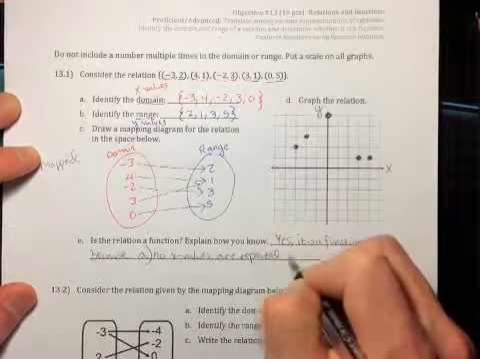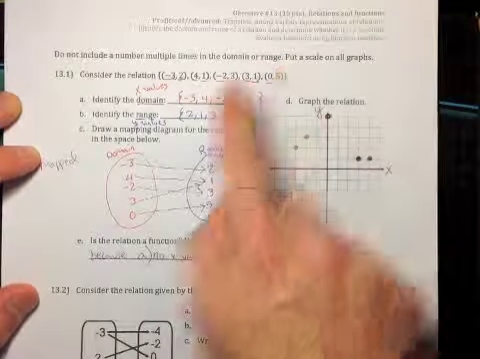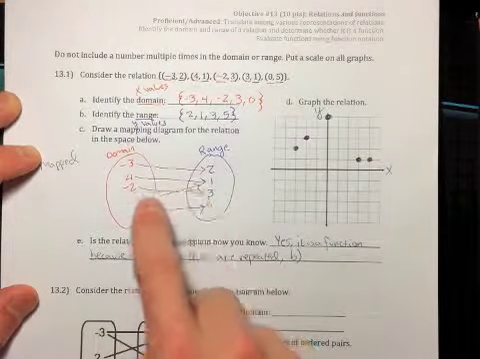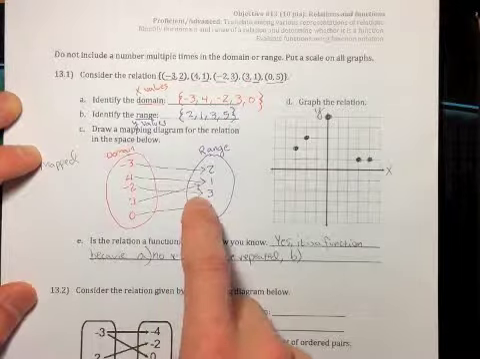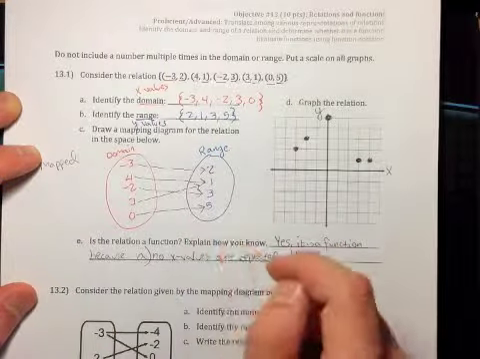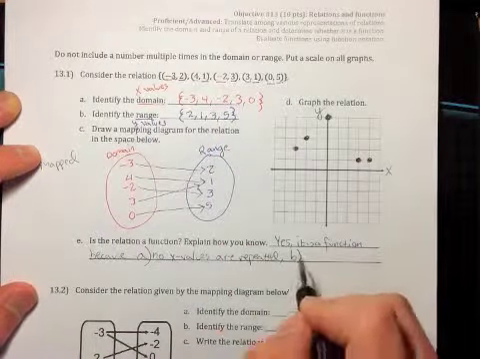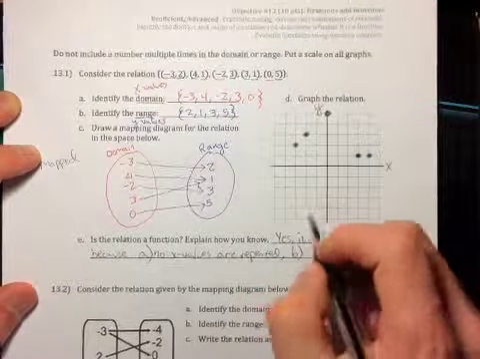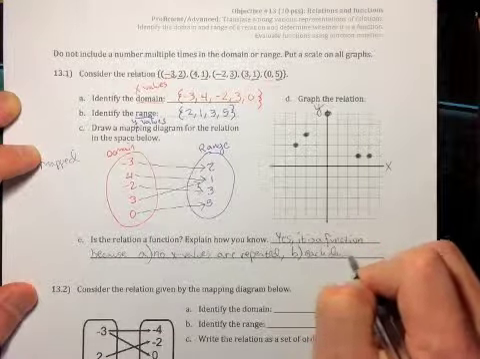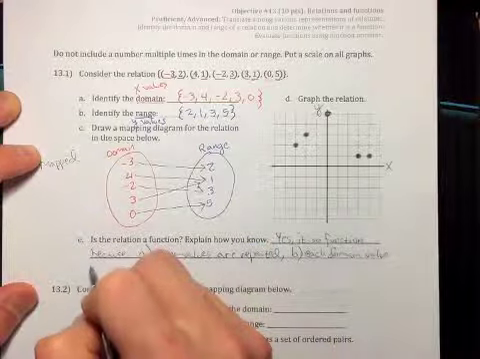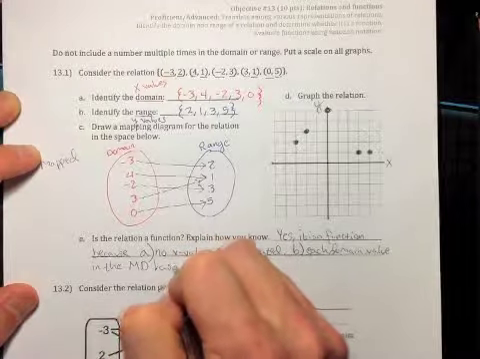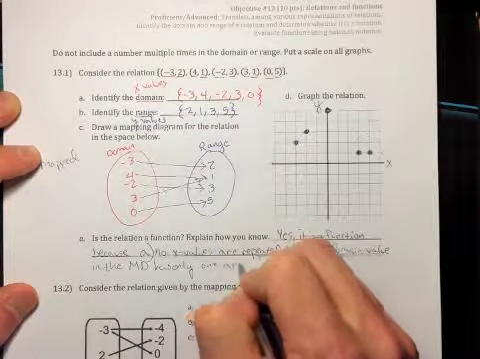Now, we could also tell that it is a function by looking at the mapping diagram. Notice that there is only one line coming from each number in the domain. That means that each number in the domain is mapped to exactly one number in the range. Okay? So another way that we could say that we know it is a function is by saying each domain value in the mapping diagram has only one arrow coming from it.